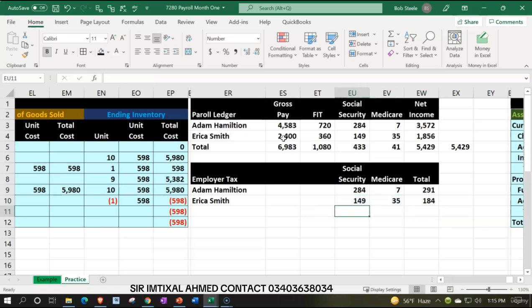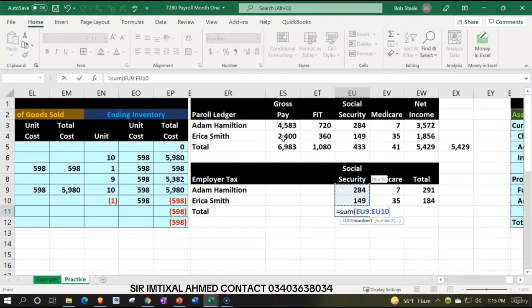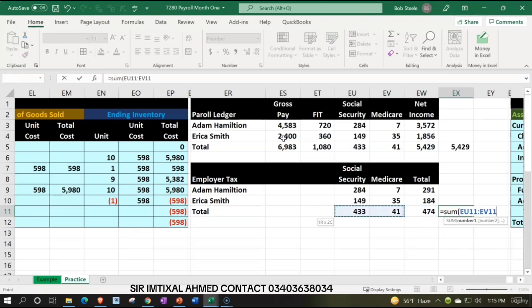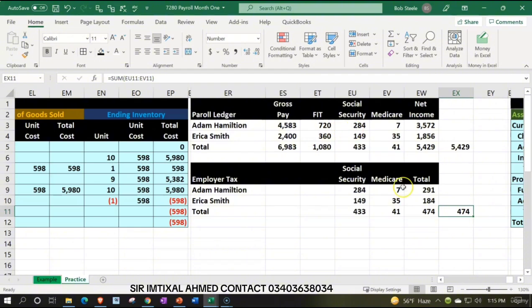And then we can take the total, summing this up in total, copying this and pasting it across. And then we can also double check this way, summing up this way too. And we should get that to that same 474 as well.